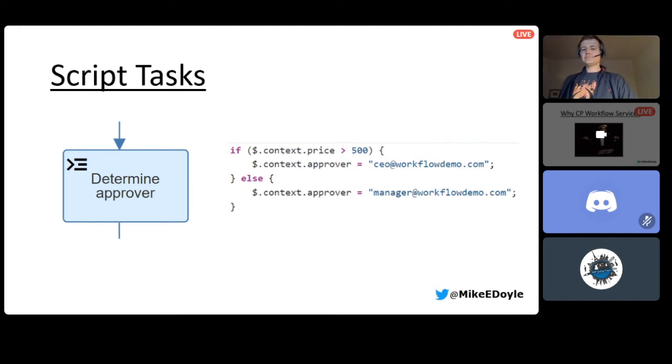You can see this script task in this example is very, very simple. We're just saying if the price is over $500, then it has to go to the CEO. Otherwise, it just goes to the manager for approval. That could be setting the user that could be mapped to the user in an upcoming user task. So we're determining who's going to get the approval item.